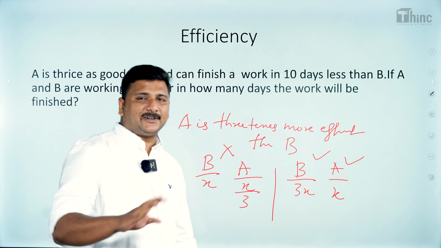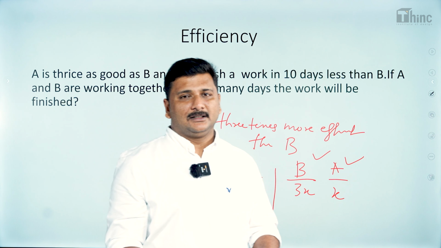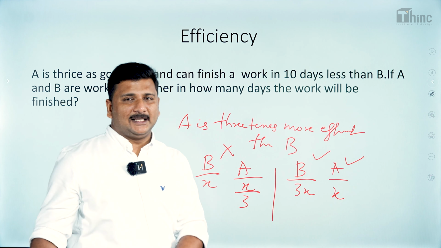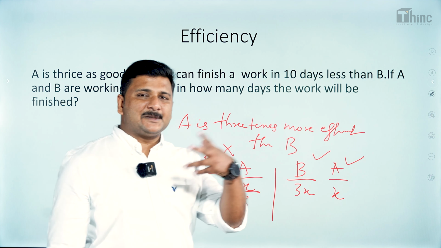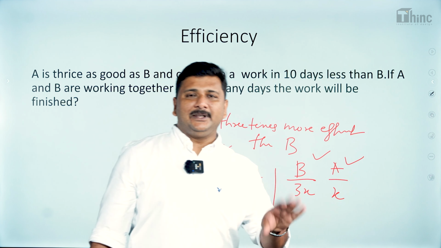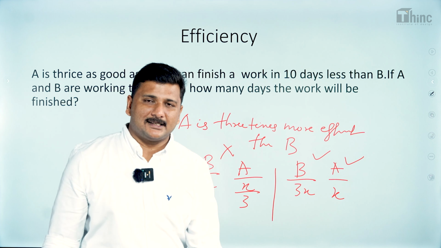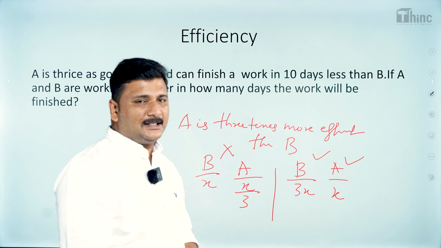So if I say A is 4 times more efficient than B, what is the meaning? If B takes 4x days, A takes only x days. If A is 5 times more efficient than B, the meaning is if B takes 5x days, A takes only x days. So likewise, we have to convert this in terms of days.